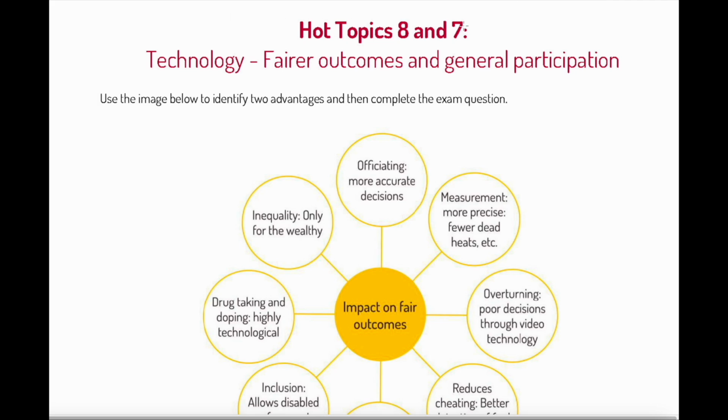Look at this for efficiency. We're going to wrap up both hot topics 8 and 7 in one fell swoop here, because we're going to look at technology and its impact on fairer outcomes and general participation. Don't forget the other two categories that are in this course as well. We're going to cover these two.